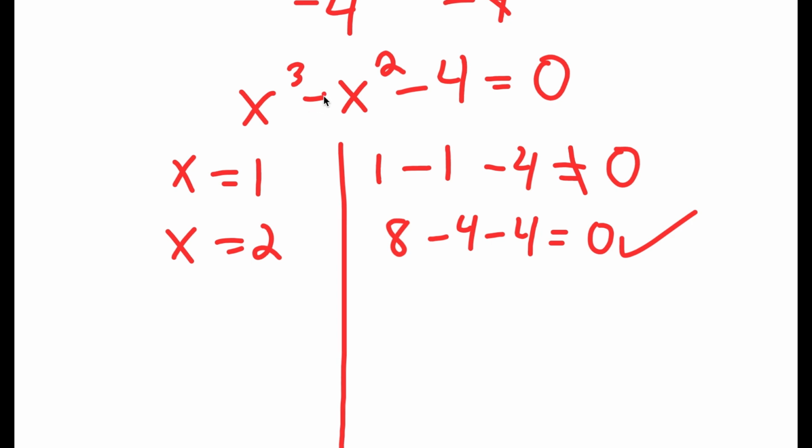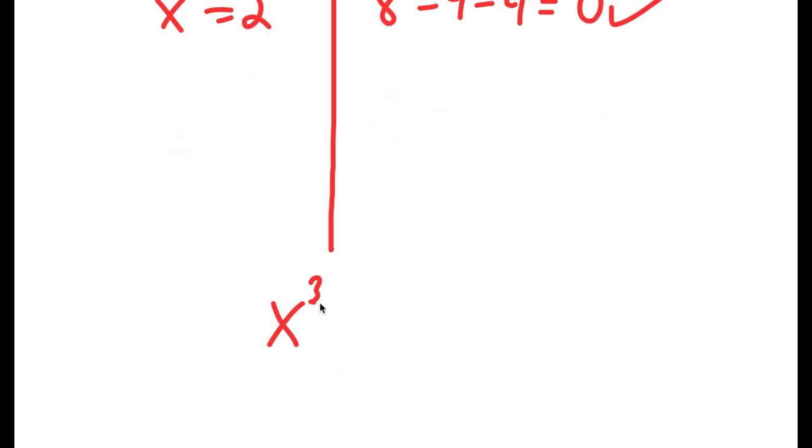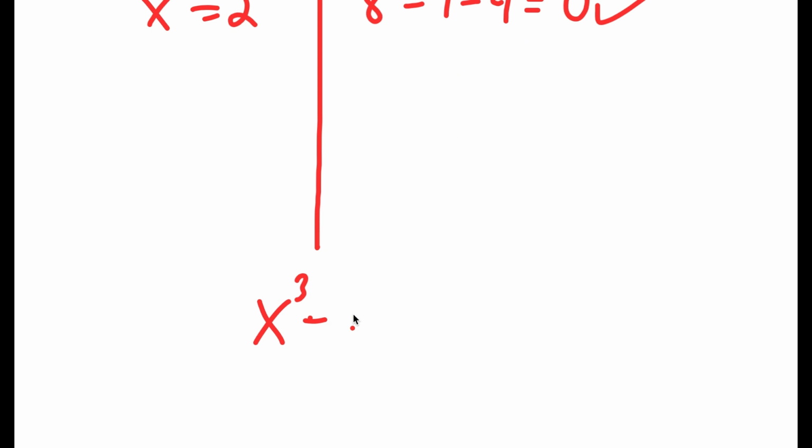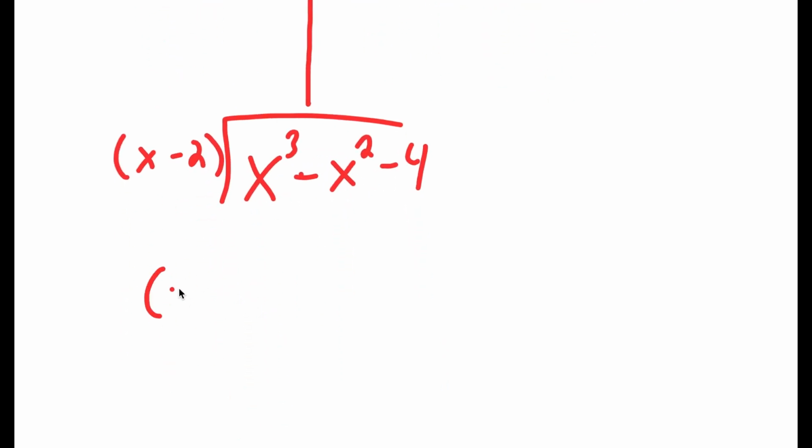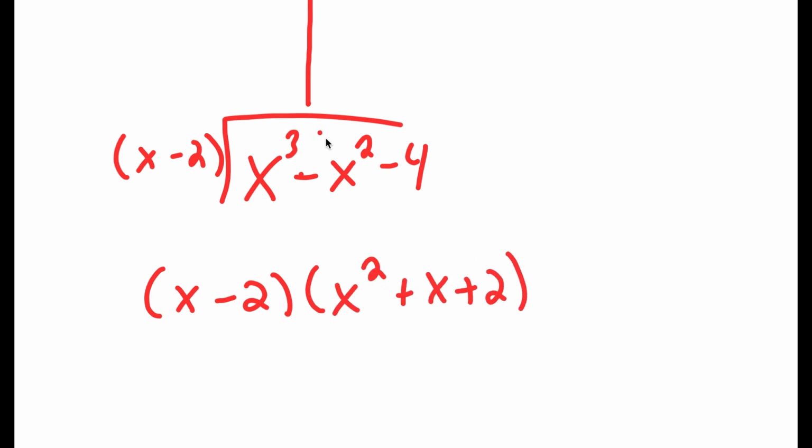Now using x equals 2, I'm going to divide x to the power of 3 minus x squared minus 4 by x minus 2. So now if you divide these two, you get x minus 2 times (x squared plus x plus 2). And you can either divide them with long division or synthetic division.